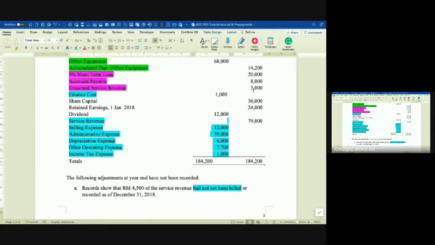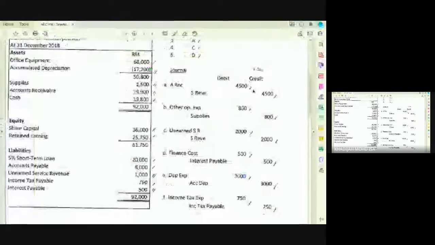So the unearned service revenue is a liability because the revenue has not been earned. But now it has been earned, so you reduce the liability. Service revenue is a revenue account, so that's why you credit 2,000, because now you recognize your revenue.